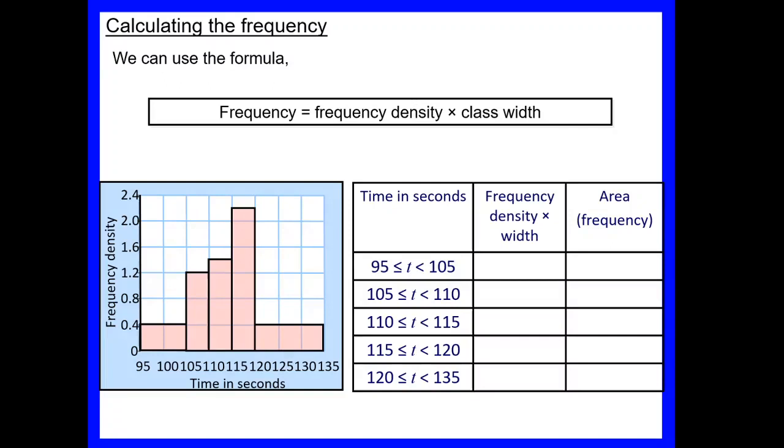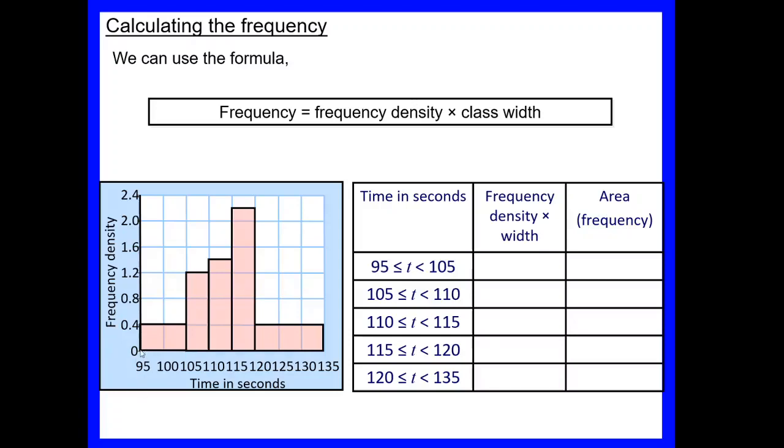So here we've got a histogram then. So across the bottom I've got my time in seconds. My vertical axis we've got our frequency density. And we want to find the frequency. So essentially the frequency is the area of each of the individual bars. To find the area of a rectangle, we do its length times its width. So we're going to do the class width times the frequency density. They give us the same thing.